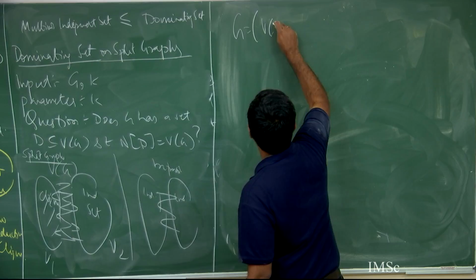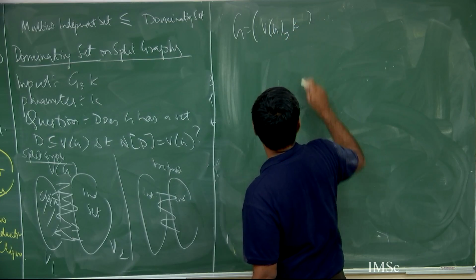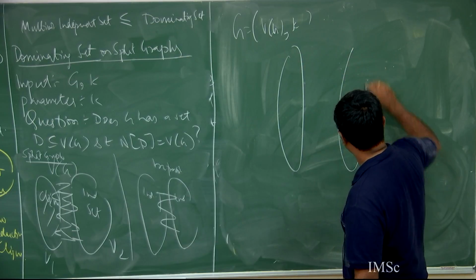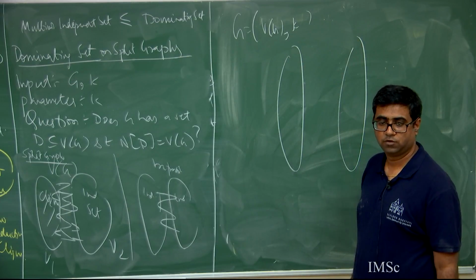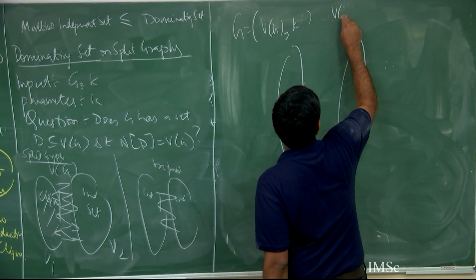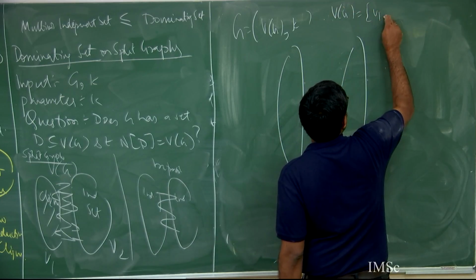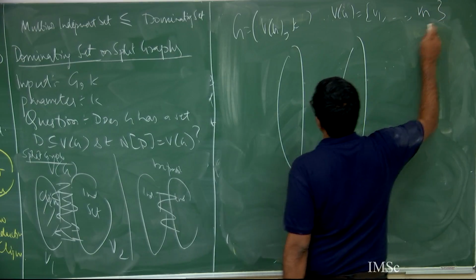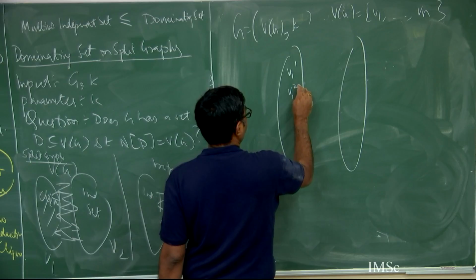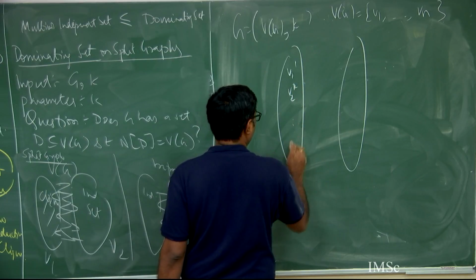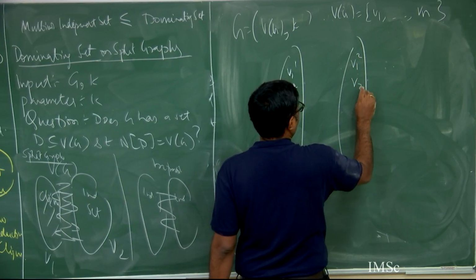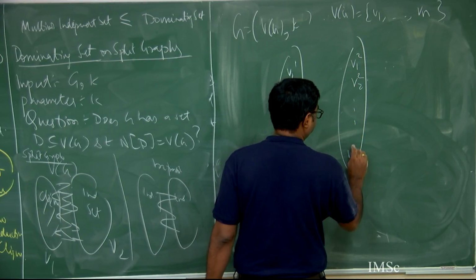So given a graph G and k, I make two copies of this graph. For each vertex in V(G) equal to v1 to vn, I make v11, v21, up to vn1, and v12, v22, up to vn2.